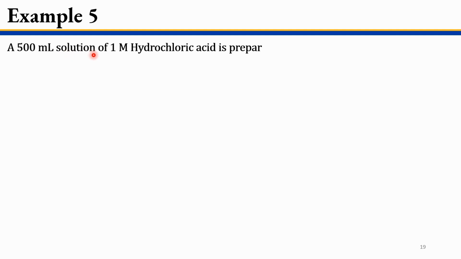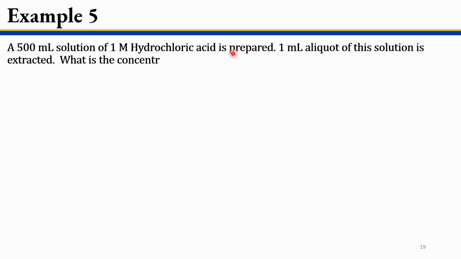One more example, example 5. A 500 milliliter solution of 1 molar hydrochloric acid is prepared. 1 milliliter aliquot of this solution is extracted. What is the concentration of the aliquot?